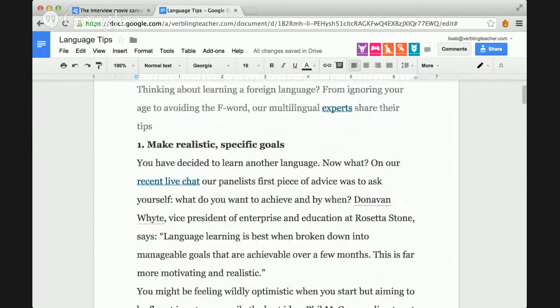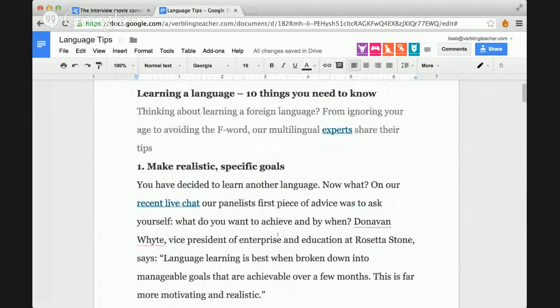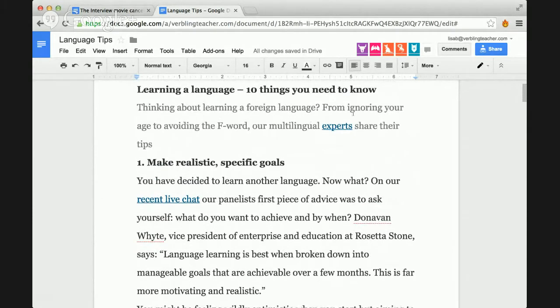Okay, good. So now I will go over some of these words, and if you guys have any questions at any time, go ahead and just ask me. You can write in the Verbling chat, but it's easier if you just turn on your microphone and ask. Okay, so a couple of things. From ignoring your age, so not thinking about how old you are, and avoiding the F word, which we're going to find out which F word they are talking about. So these guys are multilingual experts, and they're sharing their tips, or advice, suggestions for how to learn a language.